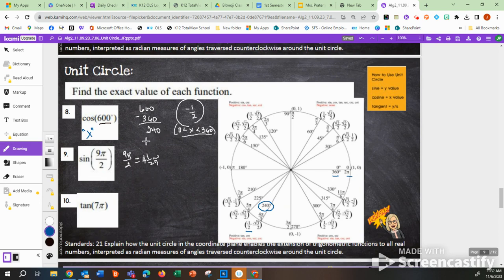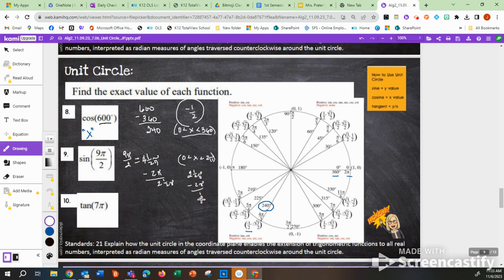but I'm using a radian measure, then I'm going to subtract 2 pi until I get an angle that's between 0 and 2 pi. So in other words, between 0 and 360. So if I do 4.5 pi minus 2 pi, that's going to give me 2.5 pi. That's still bigger than 2 pi, so I'm going to subtract 2 pi again.